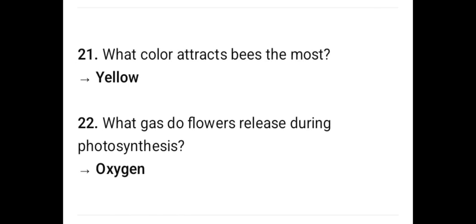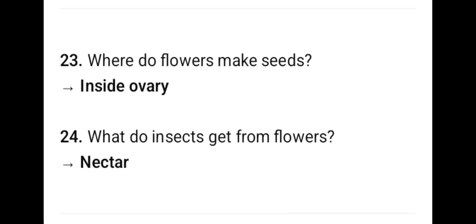Which bird also helps in spreading pollen? Sunbird. What color attracts bees the most? Yellow. What gas do flowers release during photosynthesis? Oxygen. Where do flowers make seeds? Inside the ovary.